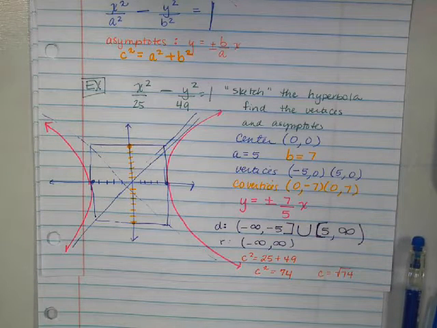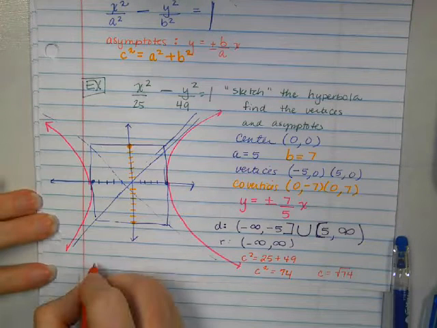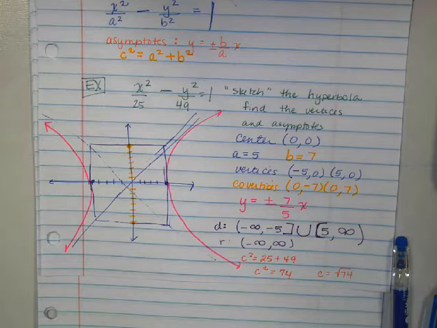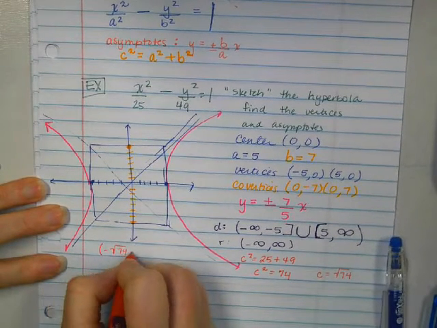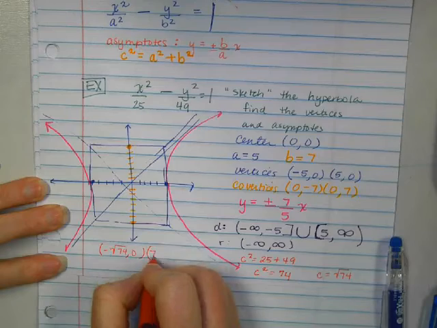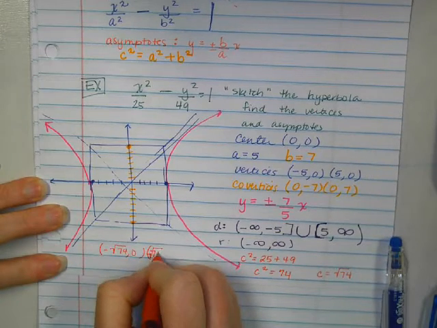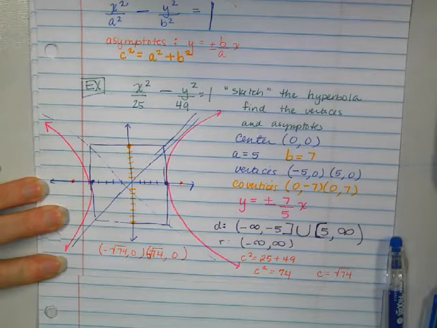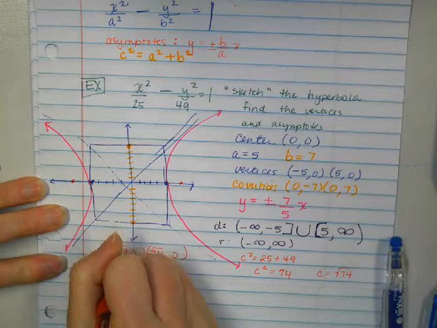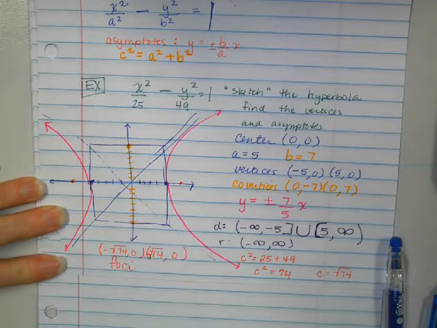So we would just call our two focal points, now remember, they have to be on the horizontal, so that means they're going to be negative square root 74, 0, and positive square root 74, 0. And they'll be over here somewhere. There's your foci.